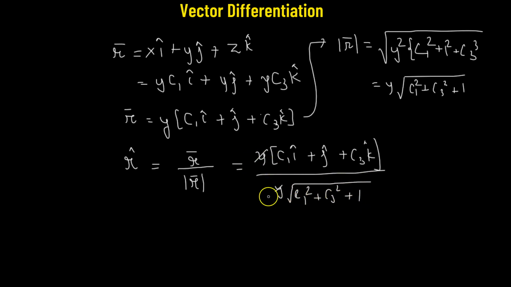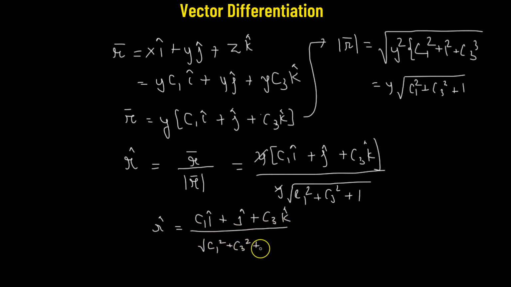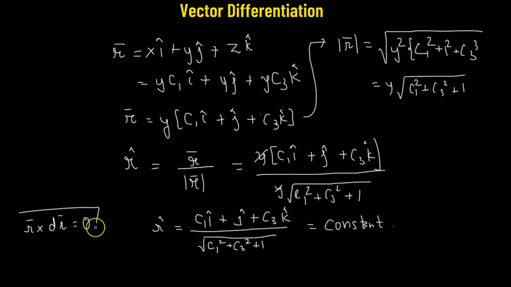So the y and y cancel out, and we're left with r cap equals (c1 i cap plus j cap plus c3 k cap), and this entire thing is divided by the square root of c1 squared plus c3 squared plus 1. And since c1 and c3 are constants, we say that this is a constant unit vector. So we have shown that our unit vector r cap is a constant, given the condition that r vector crossed with dr vector is equal to 0.